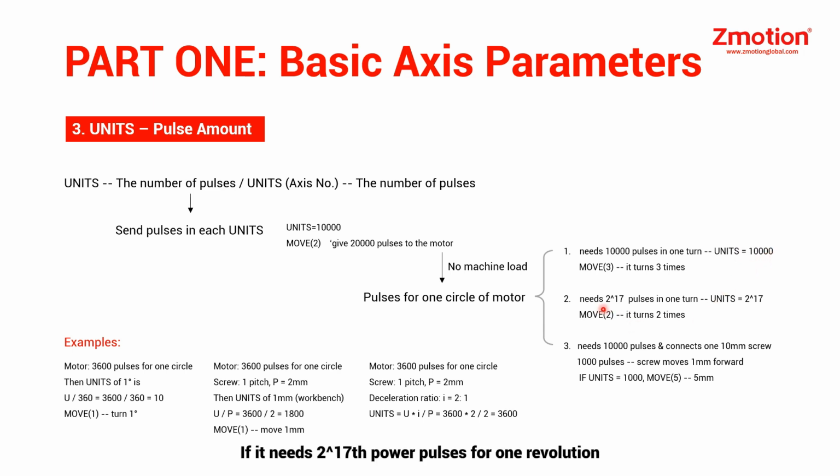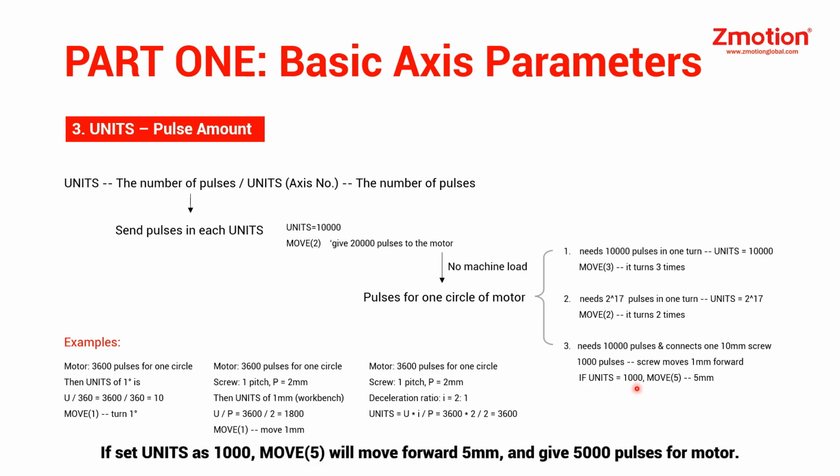If it needs 2 to the 17th power pulses for 1 revolution, move 2 makes the motor turn 2 times. Then, set units as 2 to the 17th power. If it needs 10,000 pulses, and this motor connects to a lead screw of 10 millimeters, which means sending 1,000 pulses, the screw will move forward 1 millimeter. If units is set as 1,000, move 5 will move forward 5 millimeters and give 5,000 pulses for the motor.